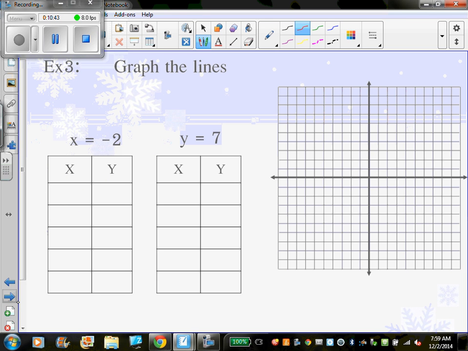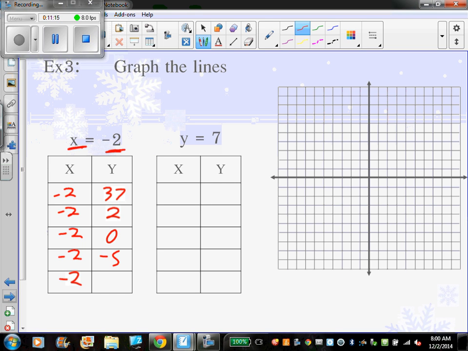So here's the thing. If we were being asked to graph x equals -2, what that's telling us is that our x value needs to be -2. So right now, there's only one thing that I can put in for x, which is -2. So the question is, what's y then? Is there really a pattern to it? And the answer is no. We can really put anything in for y. We can put in 37. We can put in 2. We can put in 0. We can put in -5. We can put in 7. We can put in anything, as long as our x value is -2.